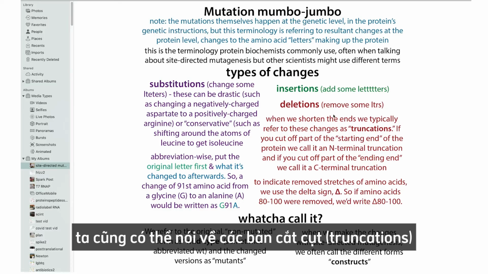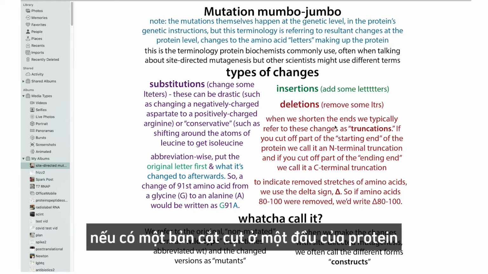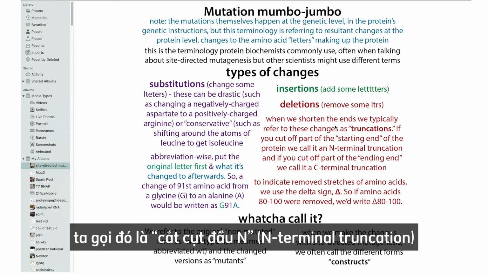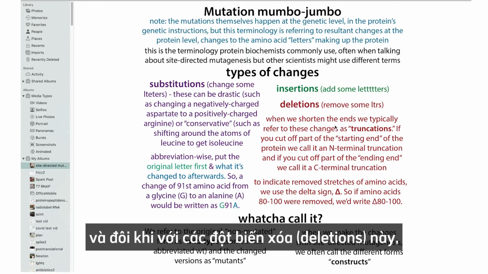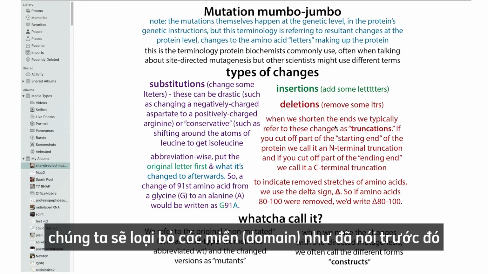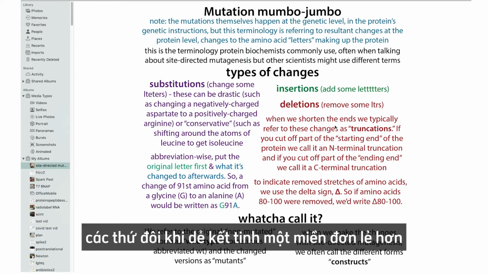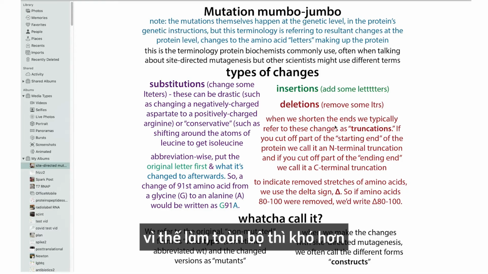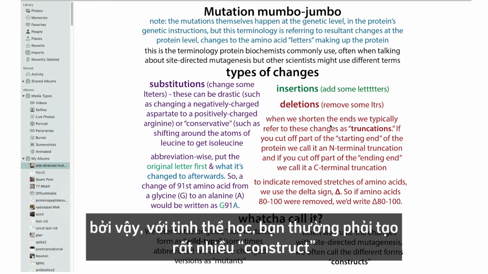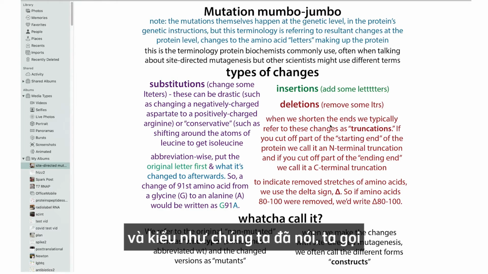So we can also talk about truncation. If we have a truncation at one end, at the starting end, we call it an N-terminal truncation because that's the N-terminus, or you can have a C-terminal truncation where it's the C-terminus. And so sometimes what we're doing with these deletions is removing domains like we talked about before, to see what those domains do, or a lot of times for crystallography, it's easier to get a single domain or a couple of domains to crystallize than it would be to do the full length. And so with crystallography, you often make a ton of constructs because you're testing different truncation points, different changes, and that sort of thing.